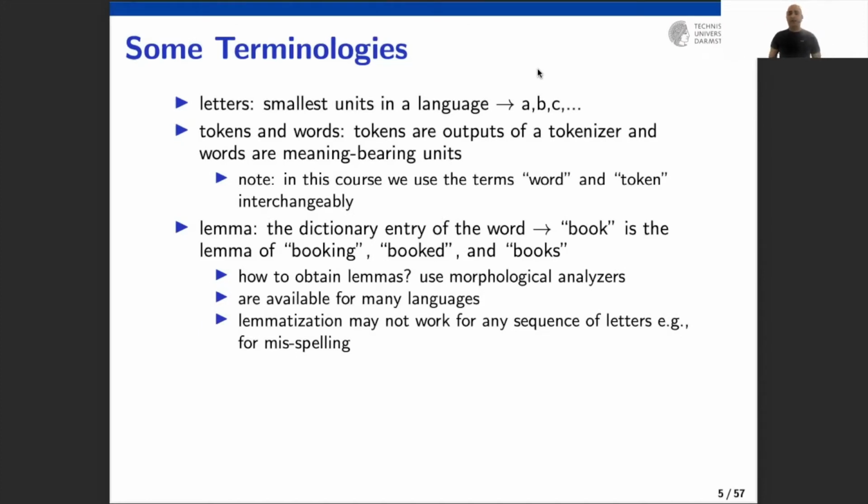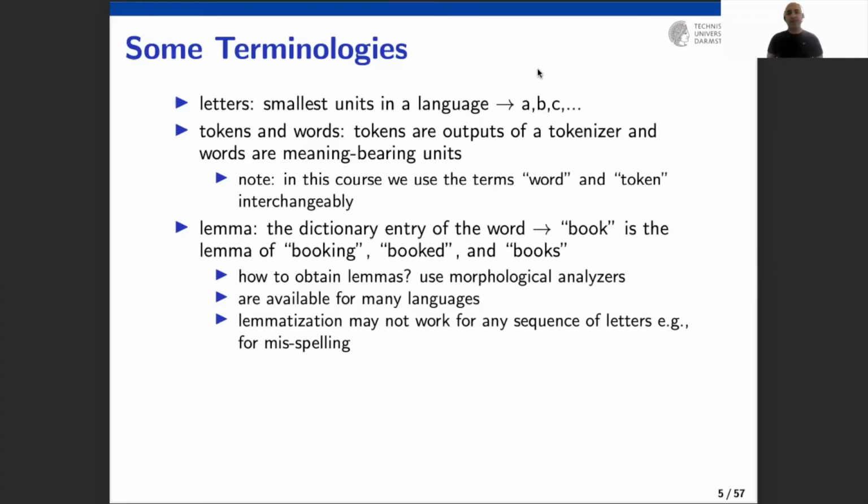Okay, now we can talk about lemma. Lemma is the dictionary entry of the word. So if we have, for example, the word booking, the lemma of booking is book, right? Or book has the lemma book, and books has the lemma book. So book is the lemma of different forms like booking, book, and books.